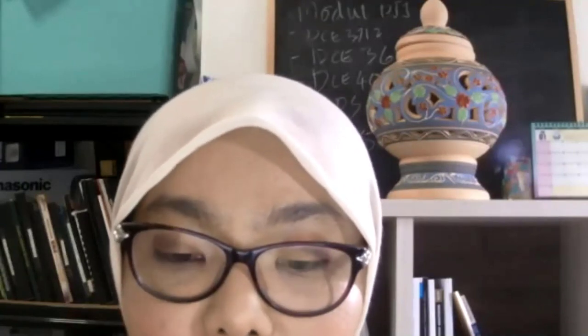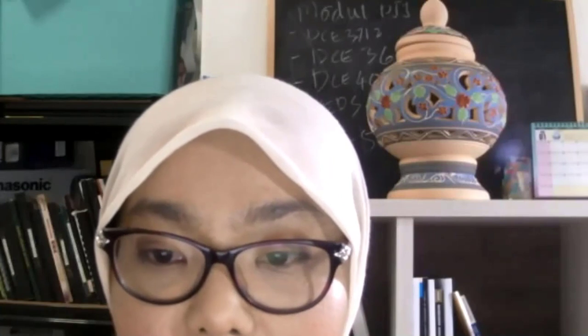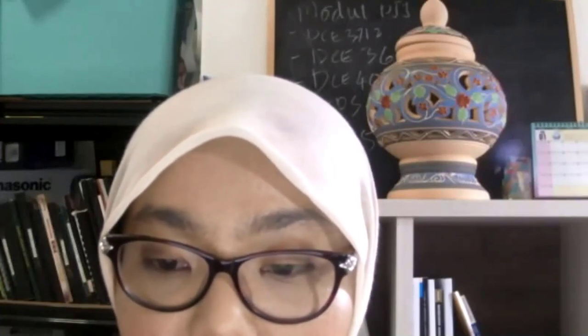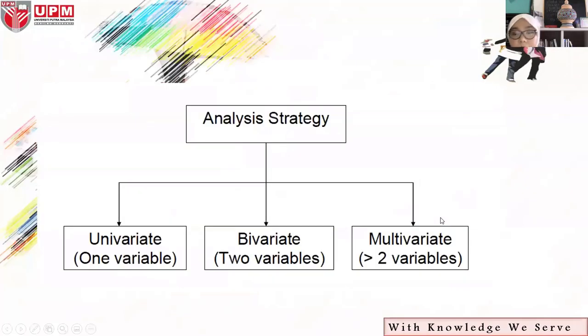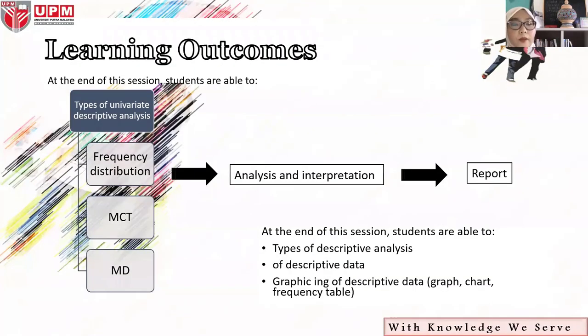So this week we proceed with univariate descriptive analysis. So this is the learning outcome. At the end of the session, students are able to determine the type of descriptive data and then graph the descriptive data by using graph, chart, or frequency table. There are three types of univariate descriptive statistics analysis, but we will look at them one by one.